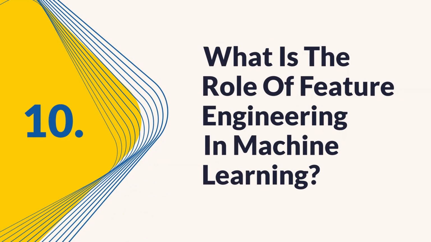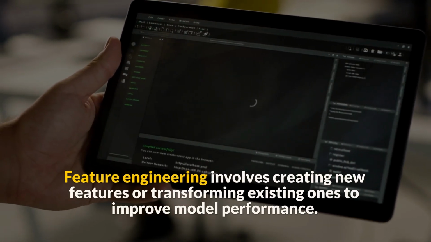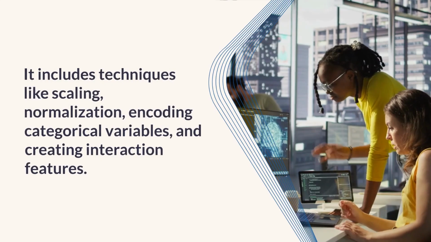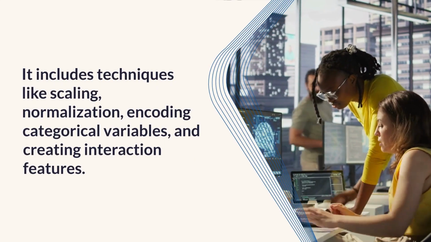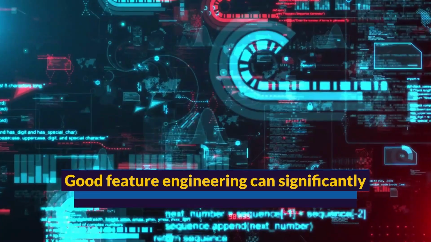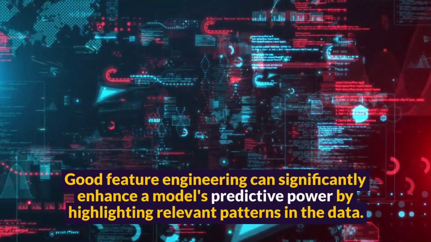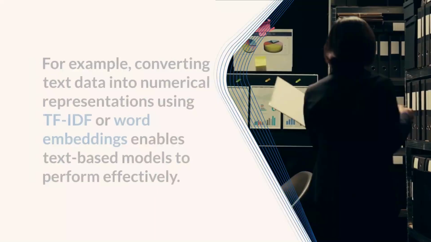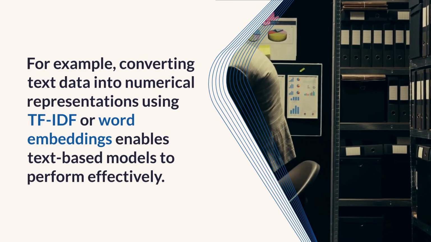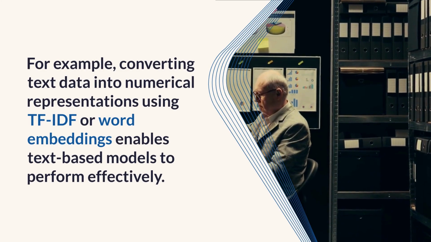10. What is the role of feature engineering in machine learning? Feature engineering involves creating new features or transforming existing ones to improve model performance. It includes techniques like scaling, normalization, encoding categorical variables, and creating interaction features. Good feature engineering can significantly enhance a model's predictive power by highlighting relevant patterns in the data. For example, converting text data into numerical representations using TF-IDF or word embeddings enables text-based models to perform effectively.